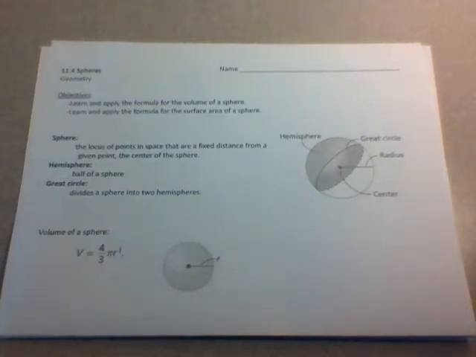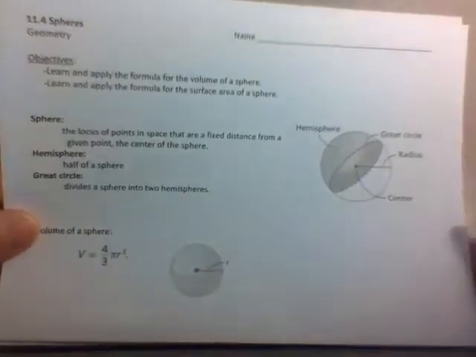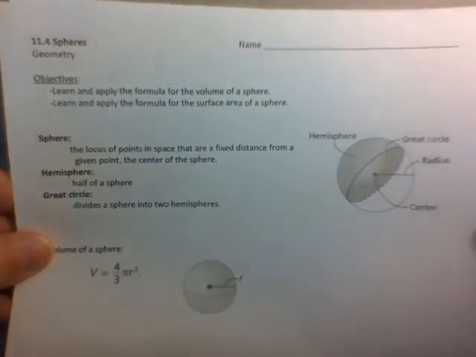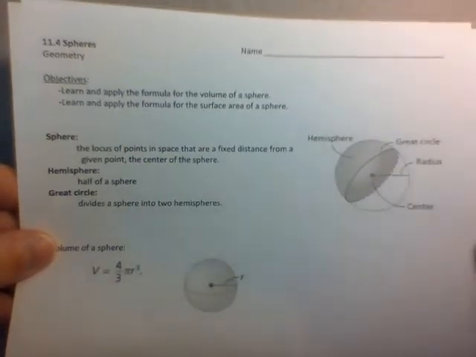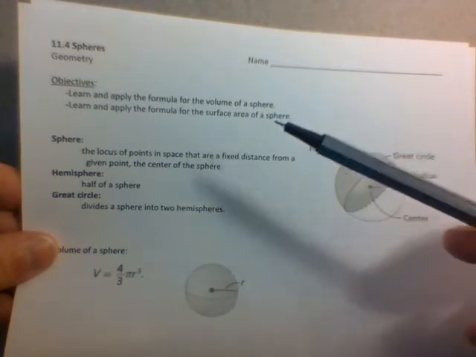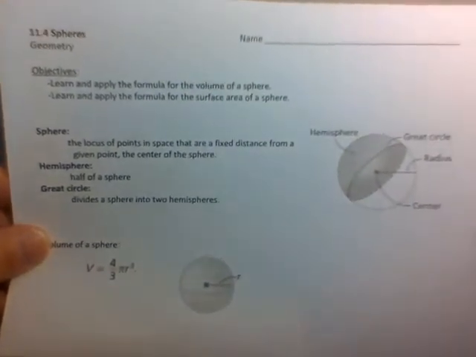All right, so here we are with our last section from chapter 11 on volume. Then we're talking about spheres, which are basically circles. All right, so three-dimensional circles. So our objectives are to learn and apply the formula for a volume of a sphere, and then also learn and apply the formula for the surface area of a sphere.